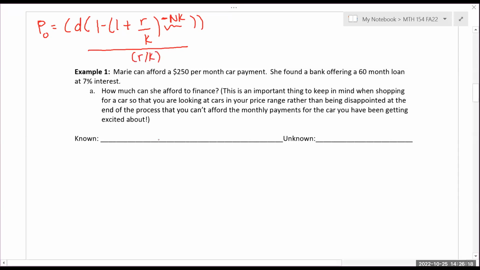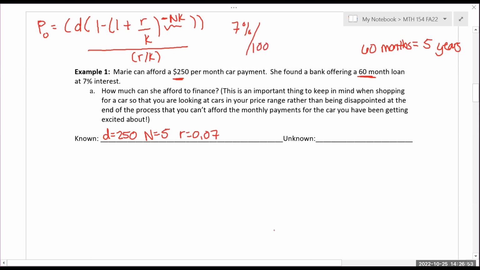So when I'm looking at any problem, I'm looking to figure out, what do I have? What do I need? And then writing everything that I do have. So Marie can afford a monthly payment of $250. So that's my d, that's my payment. A bank offers a 60-month loan. 60 months is 5 years. Okay, so I've got my n is 5, and again, n is going to be in years. And then r is 0.07. If I've got the rate, divide by 100 to get that decimal.